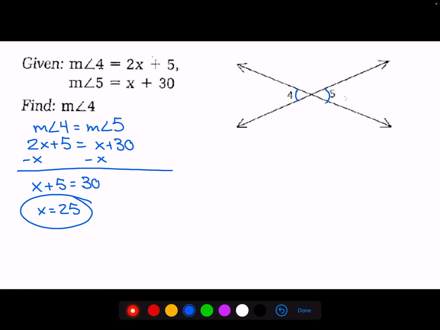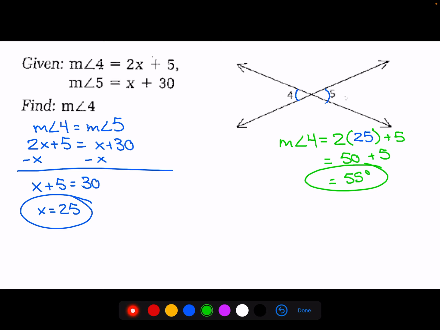From here, we're going to go ahead and plug that back in, and I can plug it in for angle 4 or angle 5 because they're congruent. Doesn't matter which one you plug it into. If I plug it into angle 4, we have the measure of angle 4 equals 2 times x, which is 25, plus 5. Well, that'll give me 50 plus 5, which is equal to 55 degrees. So the measure of angle 4 is equal to 55 degrees.